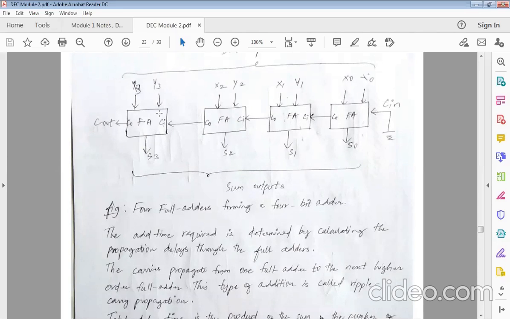So series means it is like a chain, right? It is like a connecting link. If one link breaks off, then we cannot call it a series chain. Isn't it, students? Correct?